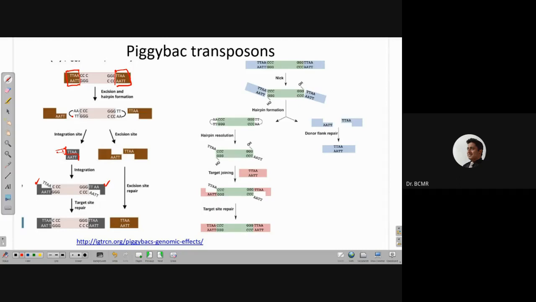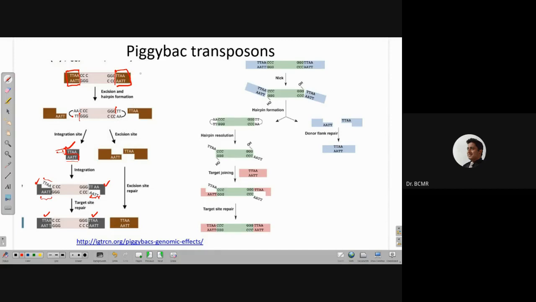The transposon that is cleaved off from the donor site is next going to be cleaved here and here. Then you have these overhangs that are complementary to the target site, and they get integrated. It does seem like you have a target site duplication, as this was only one sequence in the beginning, TTAA, but now you have two sites, TTAA on the left side of the transposon and TTAA on the right side of the transposon.